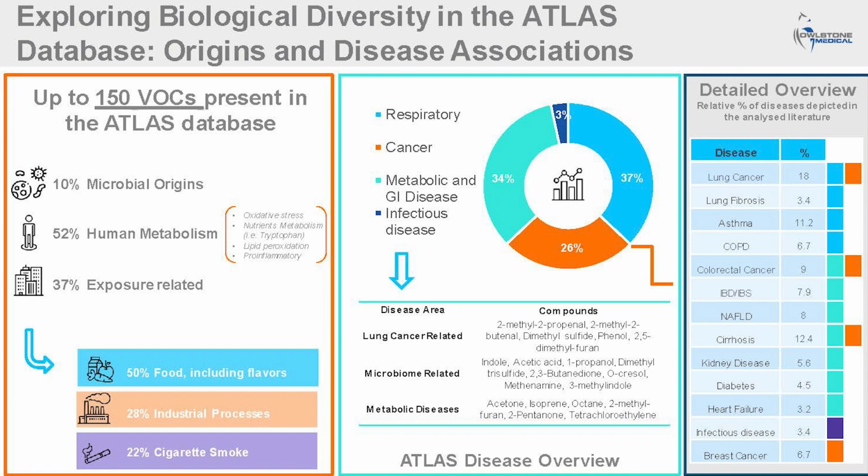So we've seen up to 150 VOCs so far that we've conclusively identified and know exactly what they are. And it looks like from those compounds, about 10% seem to have microbial origins. 52% look to be coming from human metabolism. So that could be, for example, lipid peroxidation, inflammatory pathways, nutrient metabolism, and things like that. And we've also got 37%, which are exposure related. So things like compounds you're taking in through your diet, from industrial processes, from smoking, and things like that.